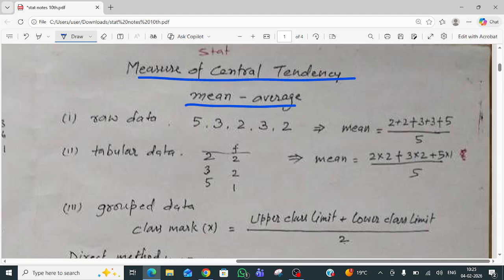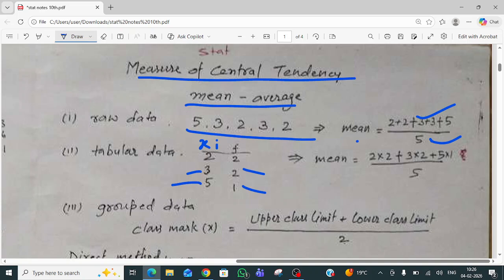For finding the mean, the first basic thing you might have learnt in lower classes is that mean is equal to the sum of all the numbers divided by how many numbers there were. Another question is in a tabular column. Let's say this is the marks. Xi is the marks of the students and F is the frequency, the number of students. So two students scored 2 marks, 3 marks is scored by two students, 5 marks is scored by one student.